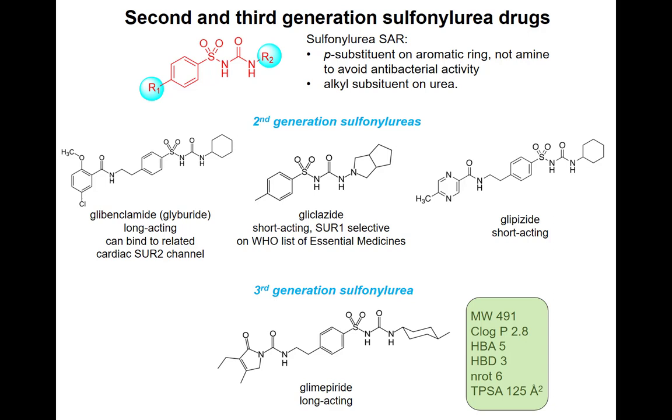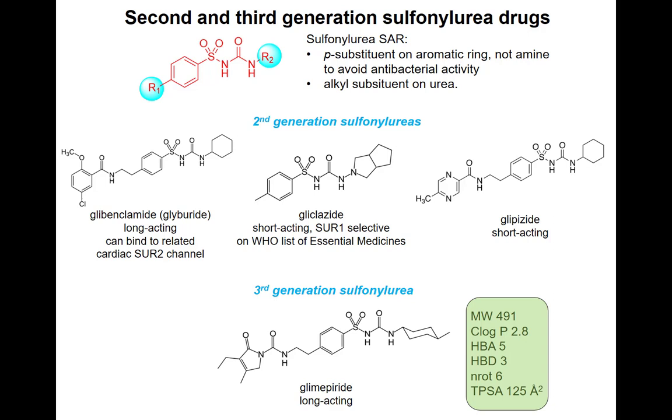And on the sulfonyl side of the molecule, you have an aromatic group in these drugs. And the key thing to avoid is that you should not have an amine where R1 is present. And the reason is that if you put an amine in R1, then this is a compound that will also be an antibiotic. Remember, these drugs were discovered from antibiotics due to this additional hypoglycemic activity. So you want to avoid having any antibiotic activity.